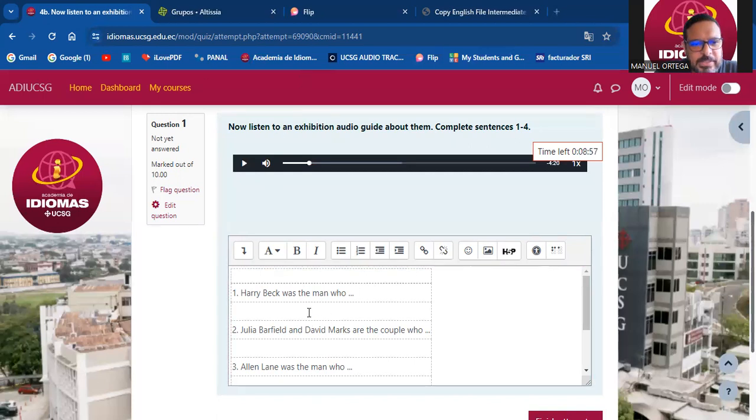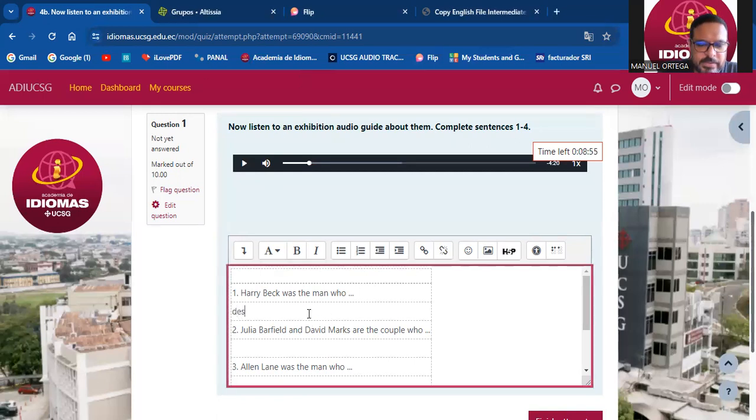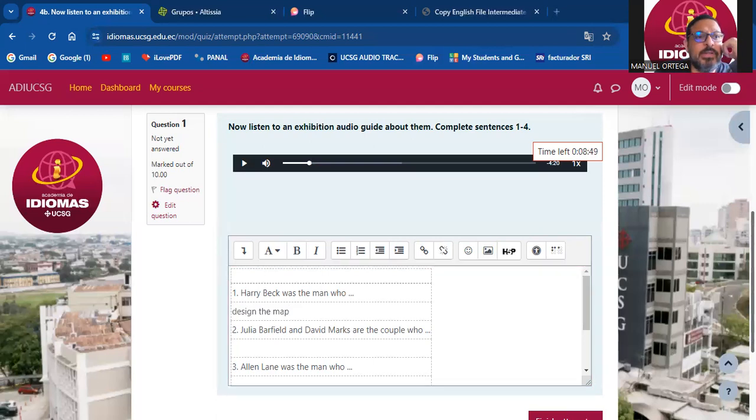On the first one, let's try like who designed the map. Yep, like keywords, just not to put everything under consideration. So we're gonna keep it like that, like who designed the map. Okay. Let me see what else we got.